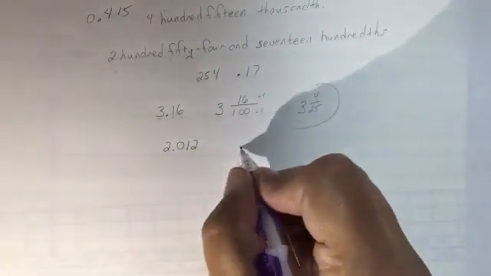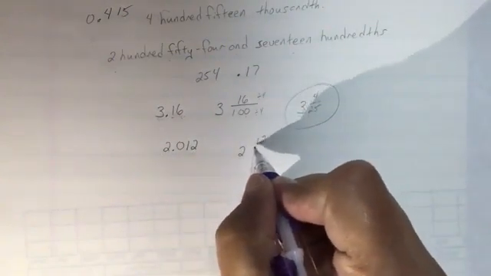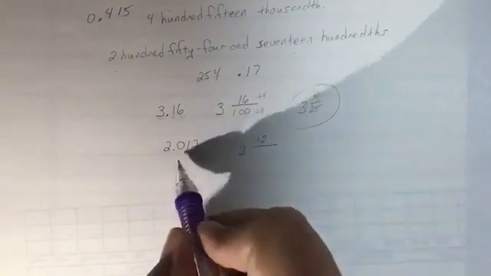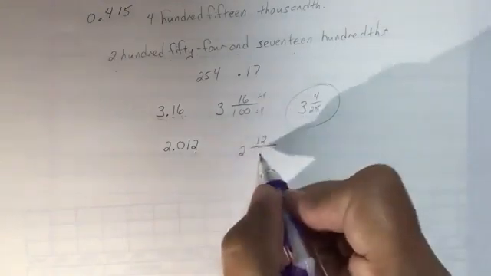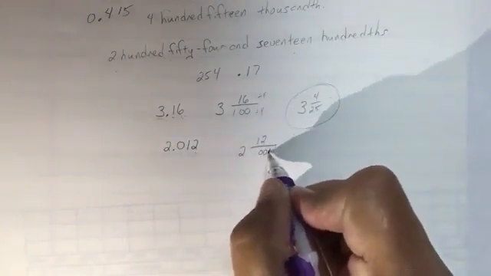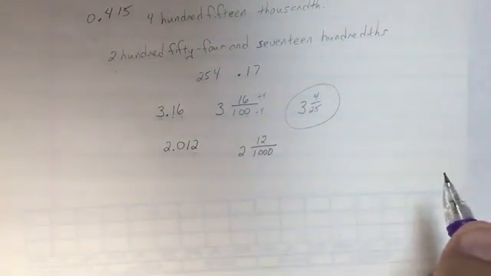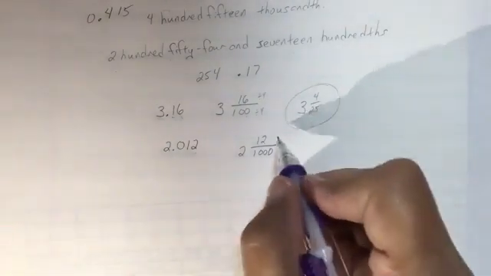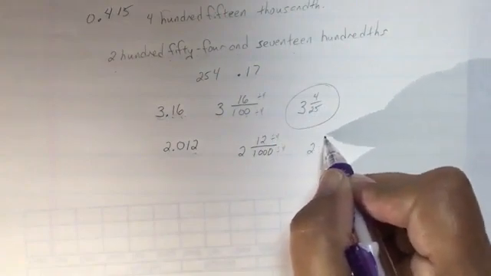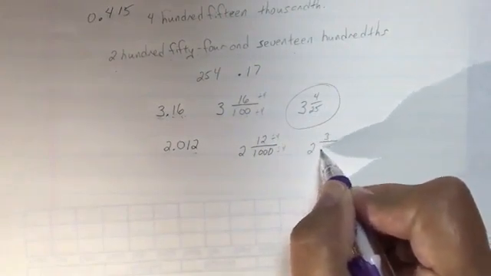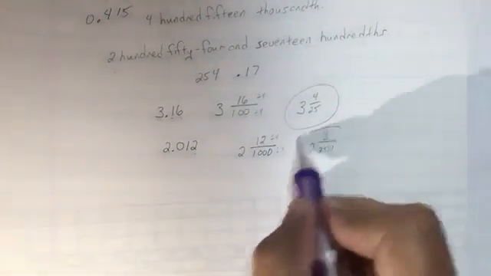Two is a whole number. My numerator is the decimal portion. Well, I don't write that 0. And how many decimal places? 1, 2, 3. 3 means 3 zeros. The 1 in front. Now, does it reduce? Again, yes. And once again, I can divide by 4. So 12 divided by 4 gives me 3. And 1,000 divided by 4 gives me 250. Final answer.